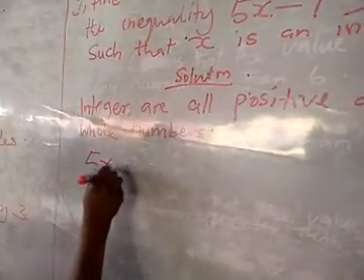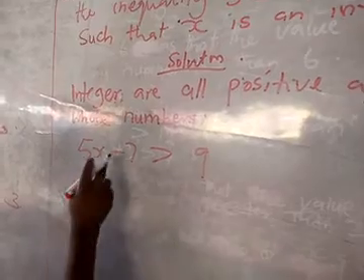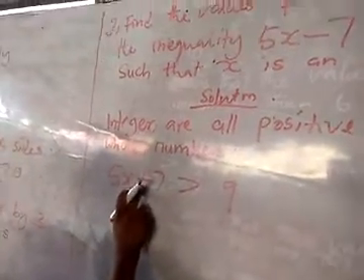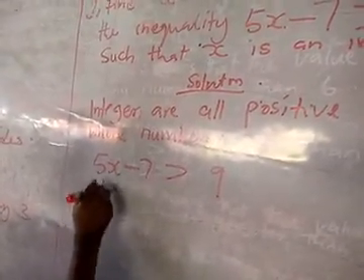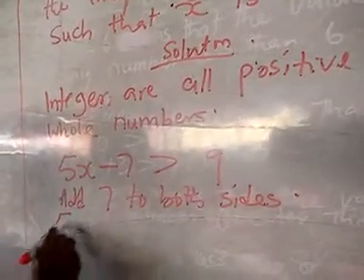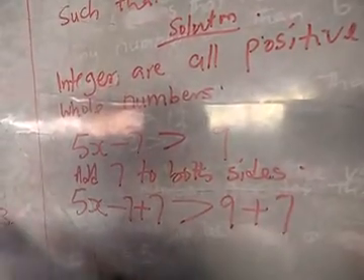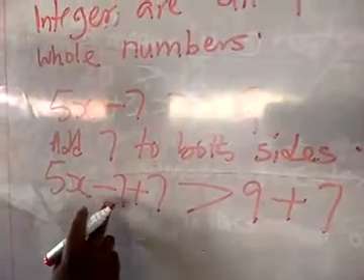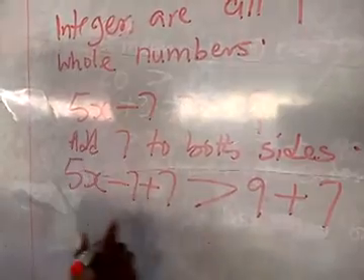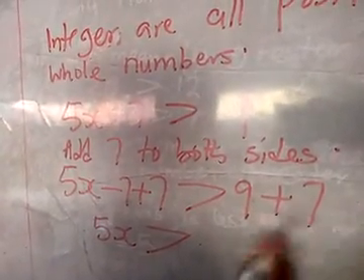Solution: 5x minus 7 is greater than 9. As usual, we want to eliminate this minus 7. Because you have minus here, to eliminate it, you have to add 7 to both sides. You have 5x minus 7 plus 7 is greater than 9 plus 7. Minus 7 plus 7 will give you 0. On the left hand side, you are left with 5x. 5x is greater than 9 plus 7, which will give you 16.